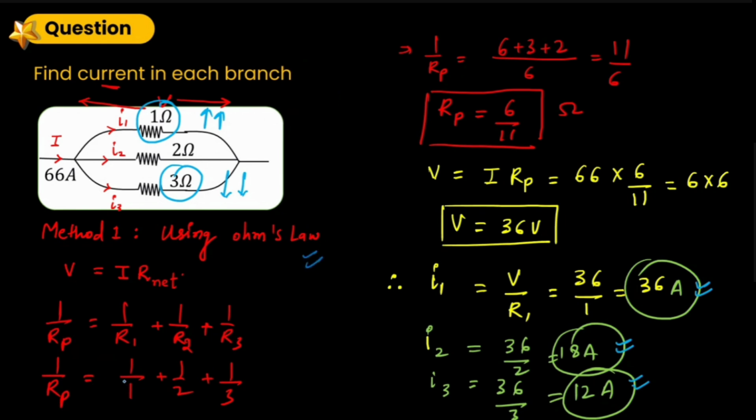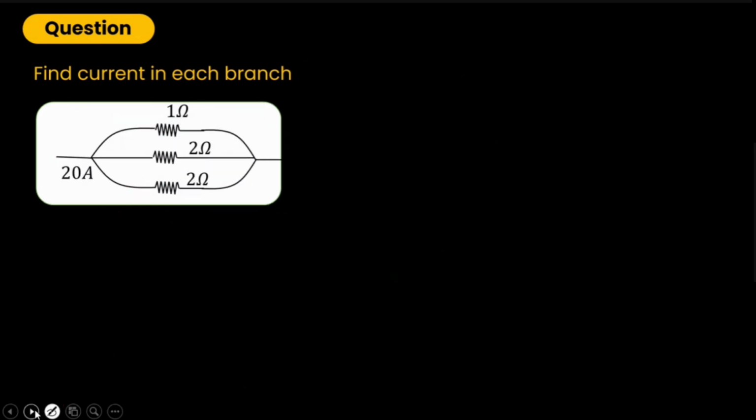Let's follow this one. So next, you have the same question. Now you tell me, you solve it and tell me what should be the values of current passing through each branch. Same thing, I can assume that I1 current must be passing through it, I2 current must be passing through it, and I3 current must be passing through it. And this is nothing but 20 amperes.